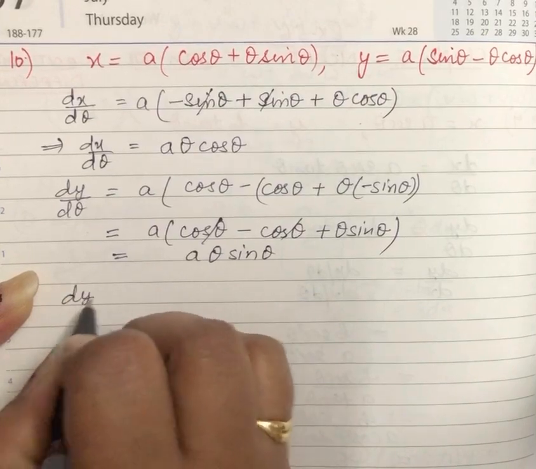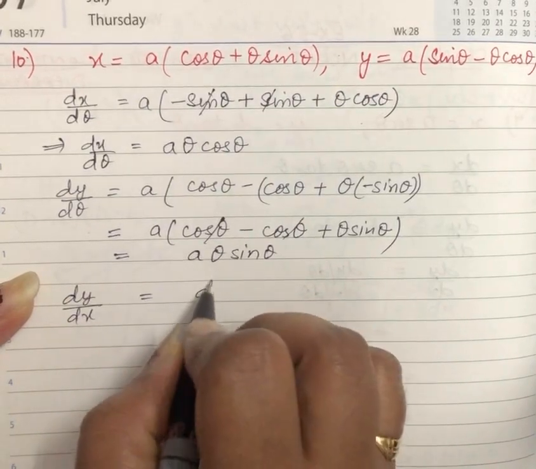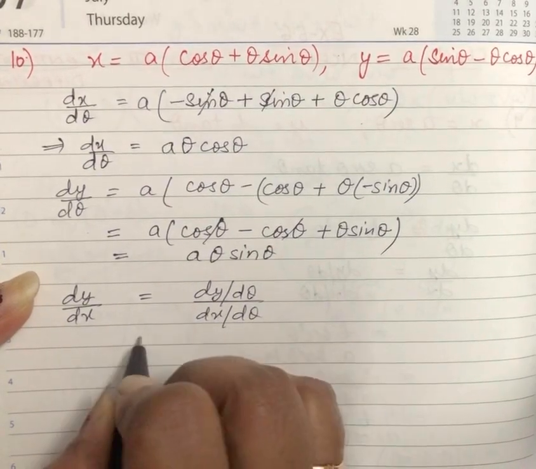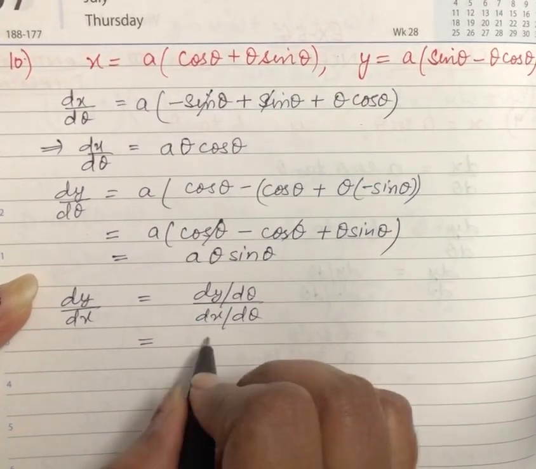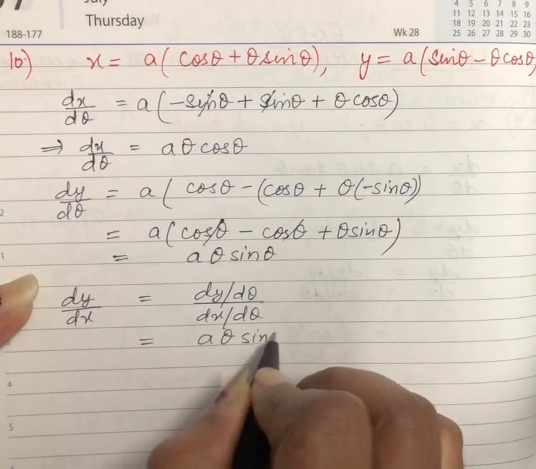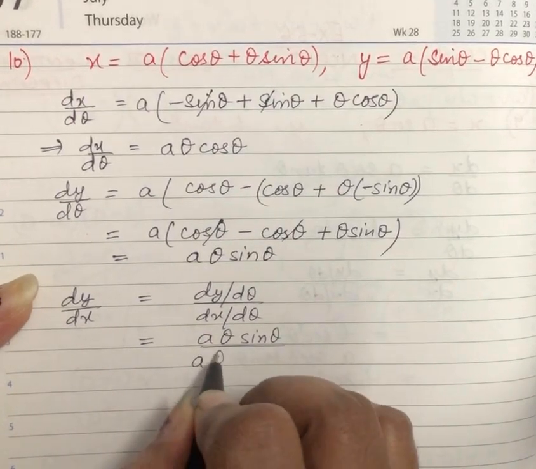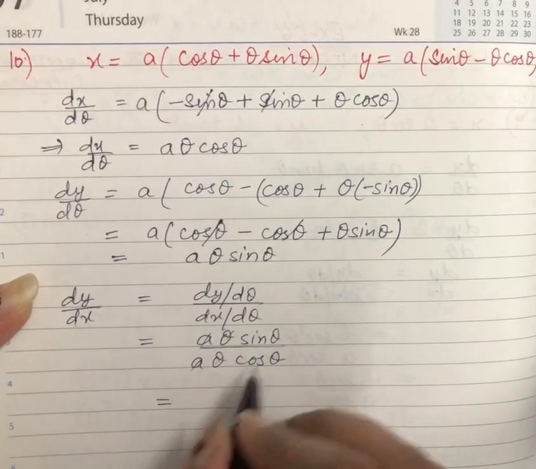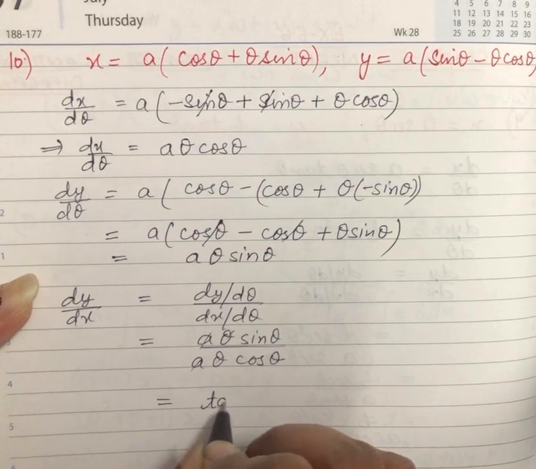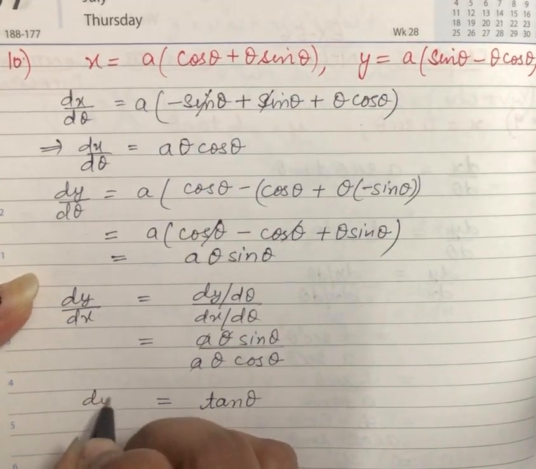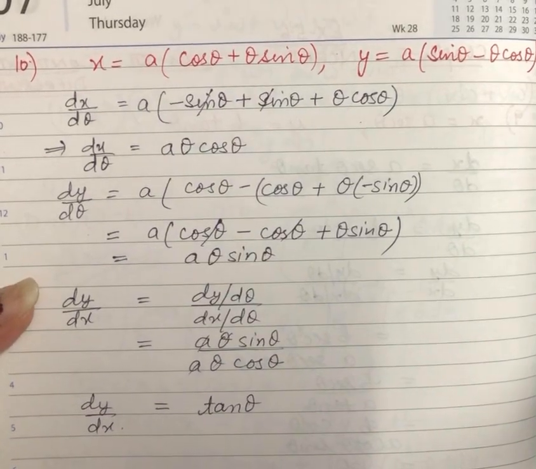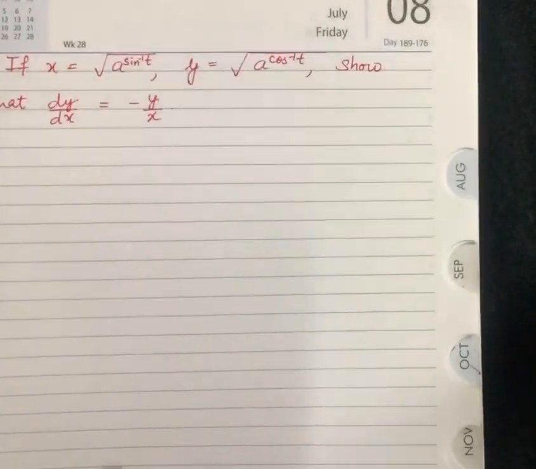So dy by dx can be written as dy by d theta upon dx by d theta. So putting the values, it becomes a theta sin theta upon a theta cos theta. So a theta, theta cancels out, sin by cos is tan theta. So dy by dx is equal to tan theta. Now the last question of this exercise, question number 11.